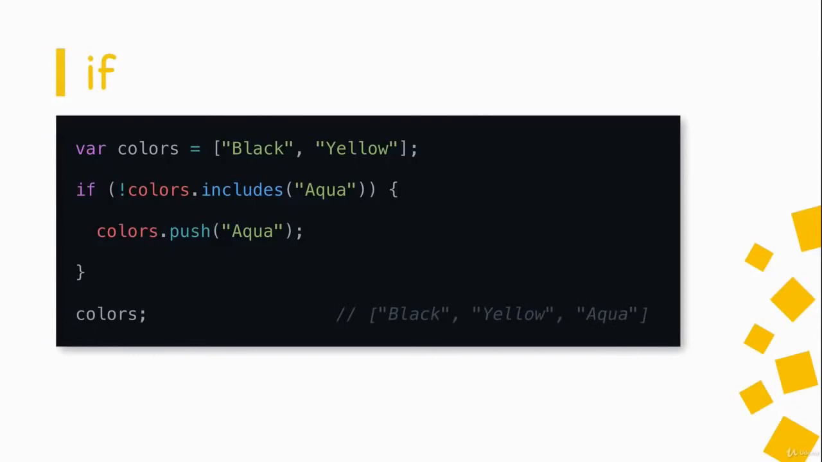And now if we check the colors array, we can see it contains the values black, yellow, and aqua. And that's because the condition inside the if block returned true, and that's why colors.push aqua ran. And that's why the colors array now contains black, yellow, and aqua. But now if you run this code once again with the colors array containing aqua, then another aqua won't be added because the condition would return false and the code will not be executed. So this is a bit of code that checks whether a string or another value is present inside an array, and if it's not, it adds it to the array.